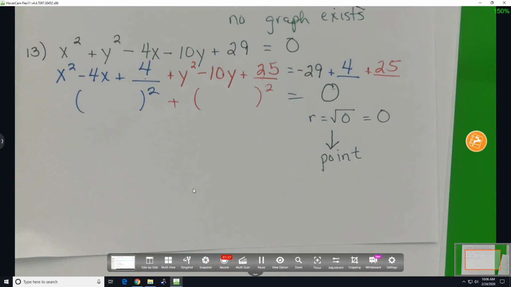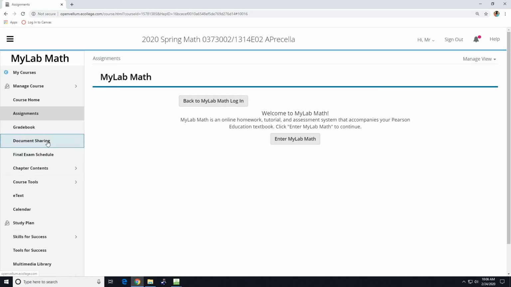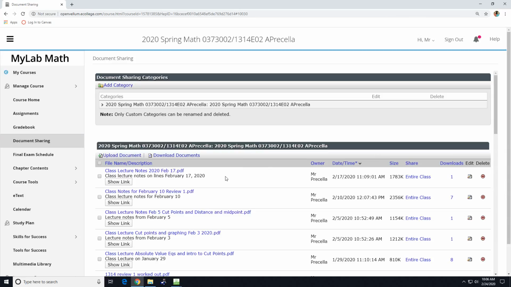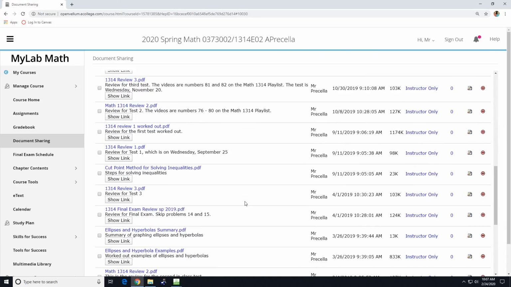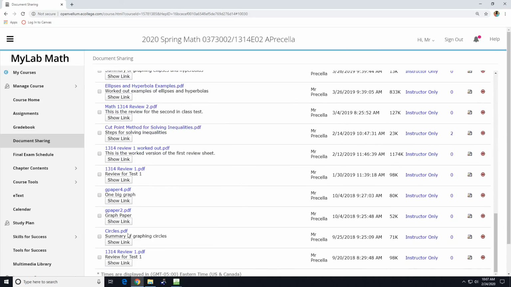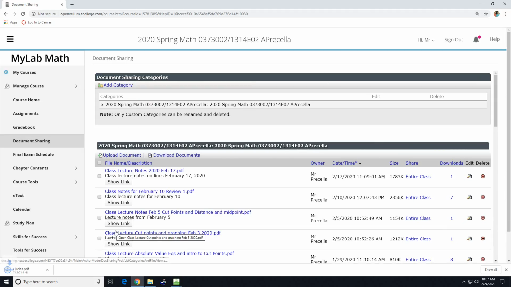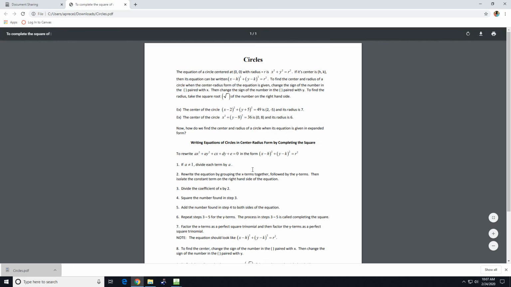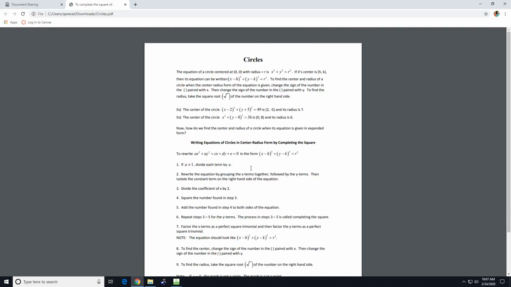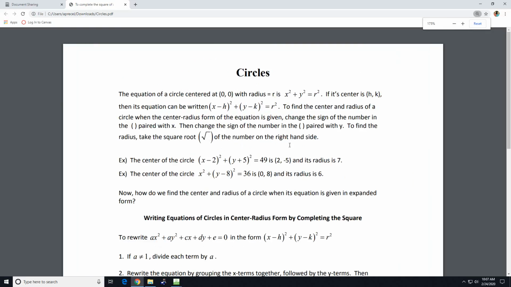Now, let me get out of this. Whatever I'm writing, I'm scanning and putting it here under document sharing. I also use this right here. I'm about to post under document sharing also this little handout which just sort of summarizes everything I've said today.